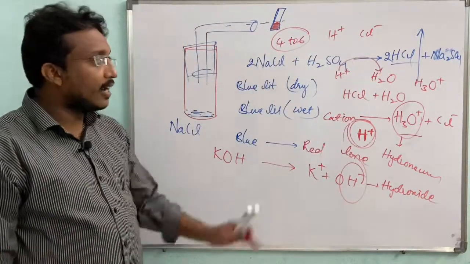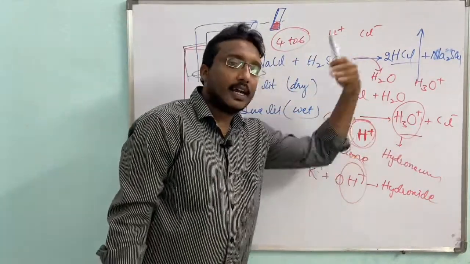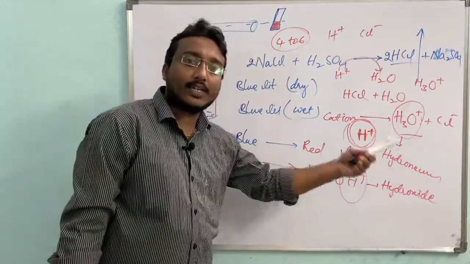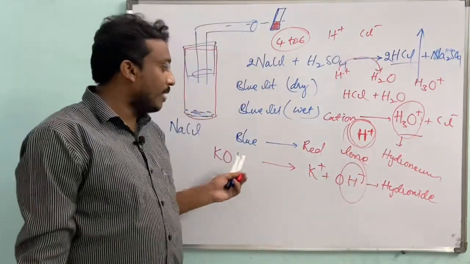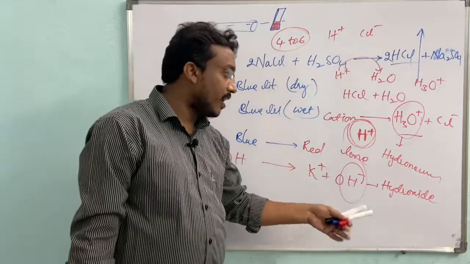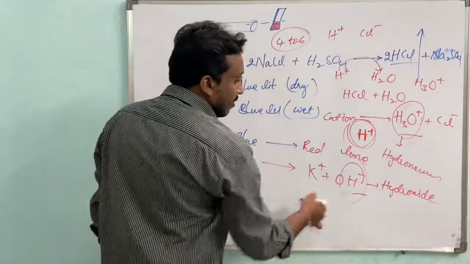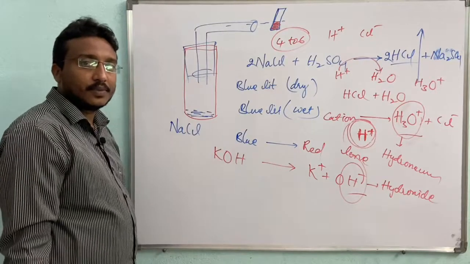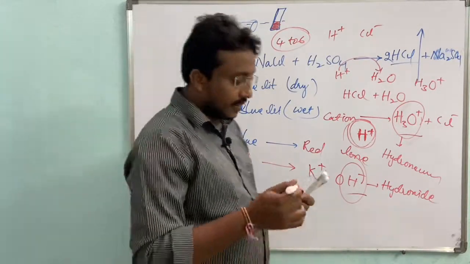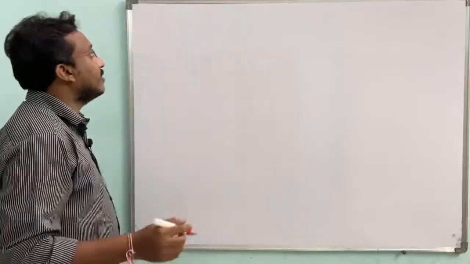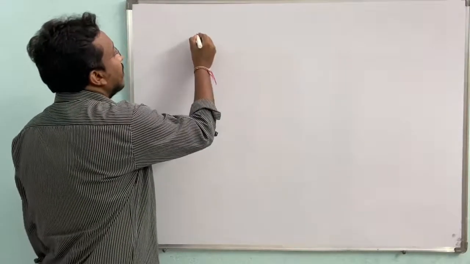Got it? Right. When an acid reacts with water, it gives hydrogen ions, and when a base reacts with water, it gives hydroxide ions, OH minus. Right, got it? Now we are going to discuss one more activity.